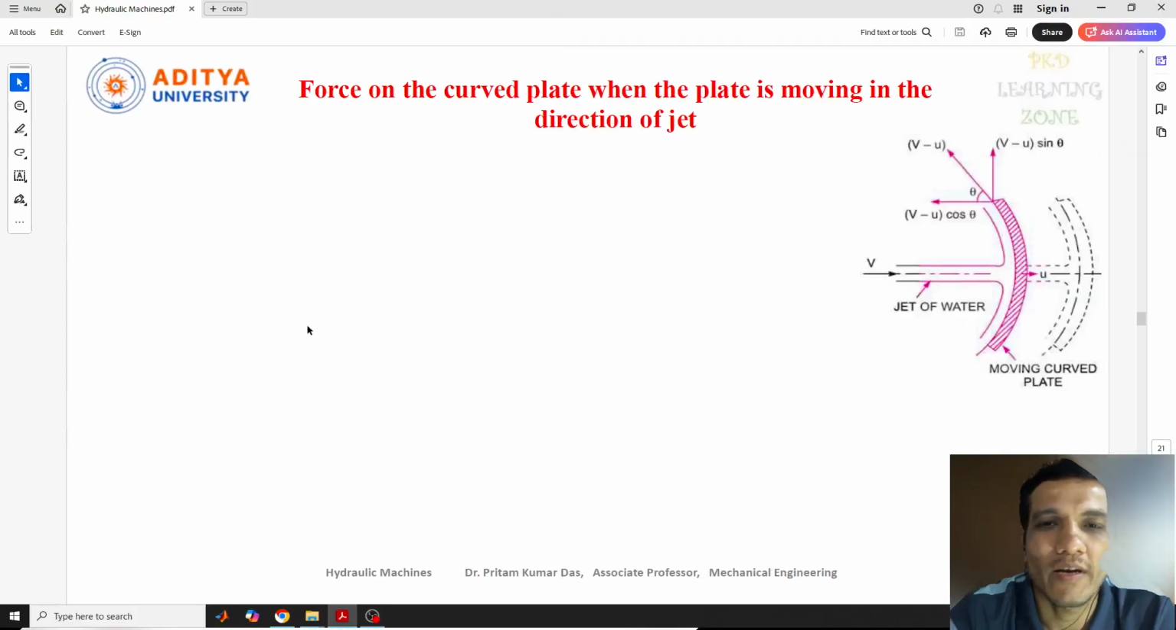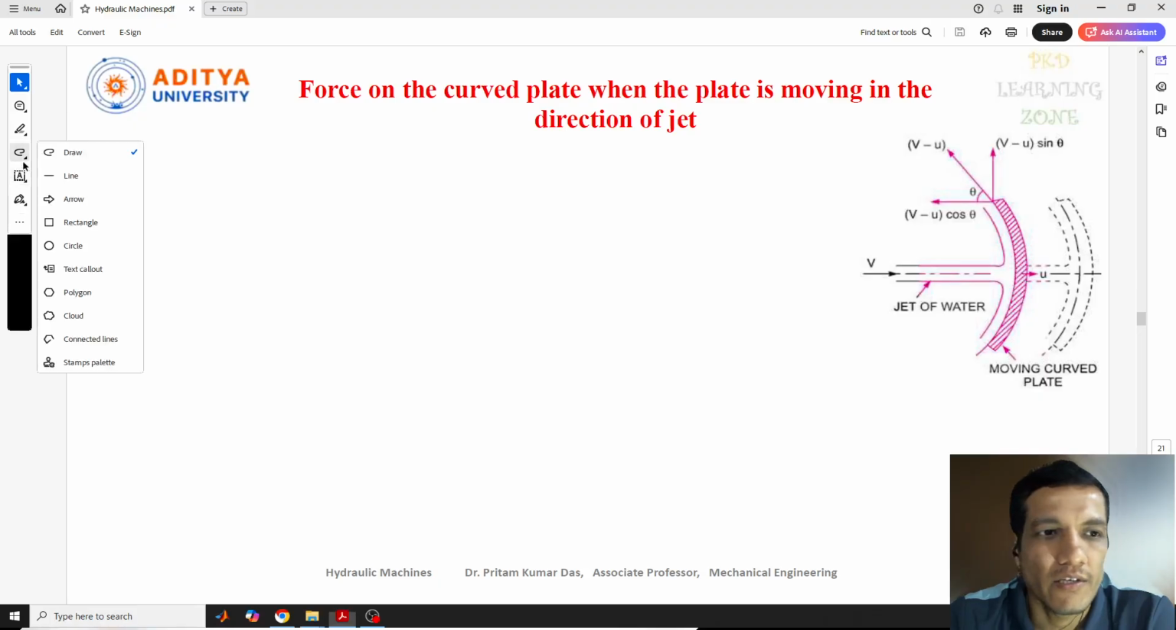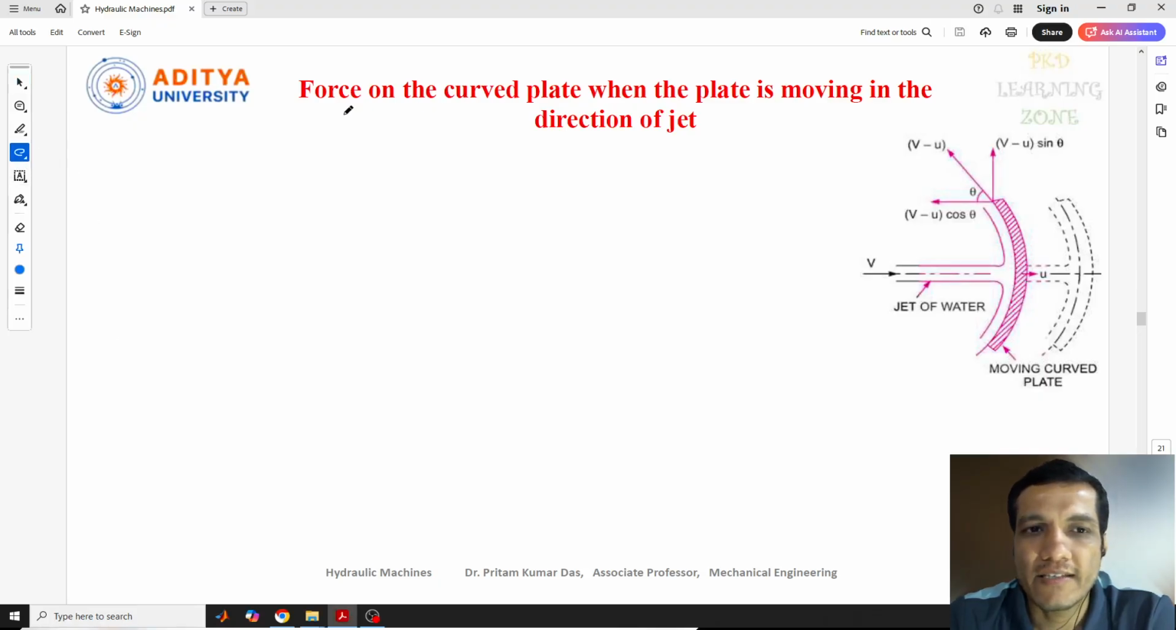Hi everyone, welcome to this new lecture of hydraulic machines. In this lecture, we'll discuss a new concept regarding the force exerted by the jet on the curved plate when the plate is moving in the direction of the jet. Up to now, we have discussed many conditions regarding this curved plate or vertical plate or inclined plate.